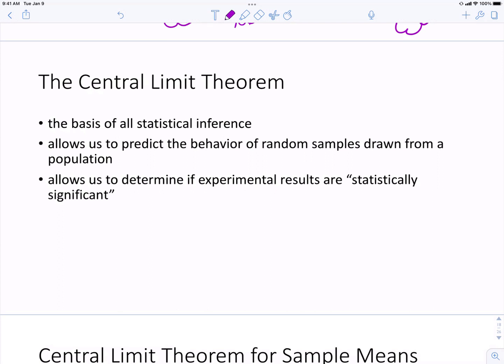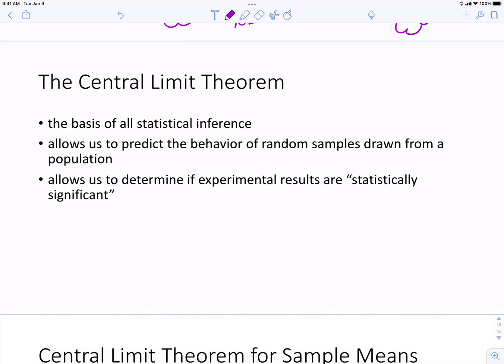Our last topic for this session is something called the central limit theorem. The central limit theorem is the basis for all statistical inference. What it allows us to do is to predict the behavior of random samples drawn from a population. It also is how we determine if experimental results are statistically significant.